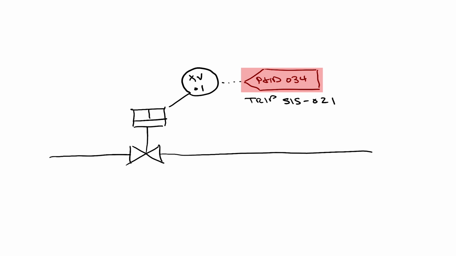So we also in the tag here have sketched the P&ID number where we can go and find SIS 021. So that's going to be important for your inspection staff. That could be important for your operations when they're doing their training. It's definitely going to be vital for the PHA team.